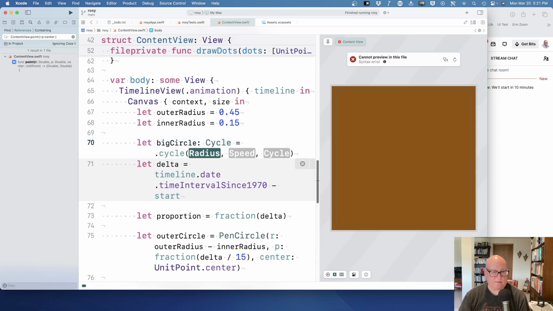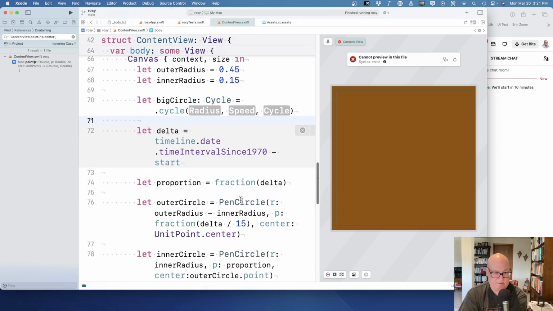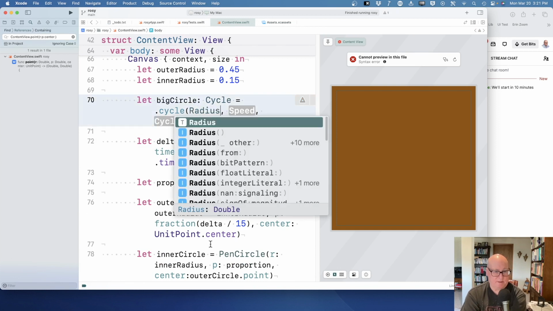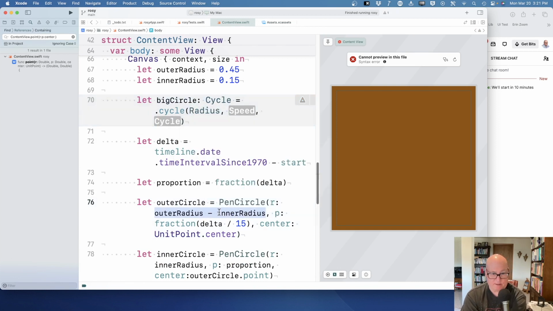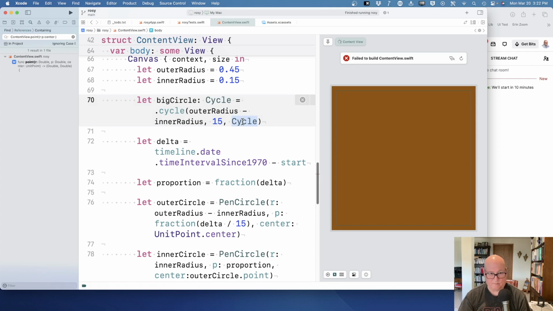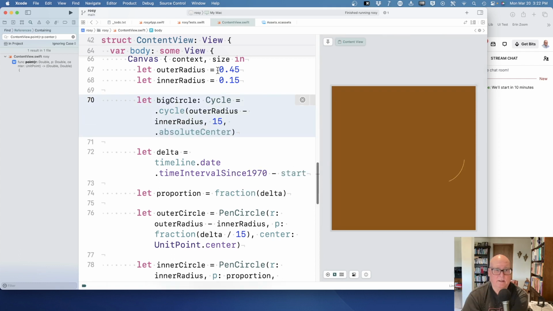Radius, speed, and cycle. Okay. That's the outer circle. This is outer radius minus inner radius. Speed 15. And the cycle is dot absolute center. Okay, so I think that's the description of this.